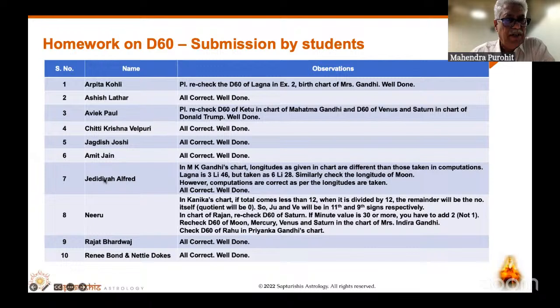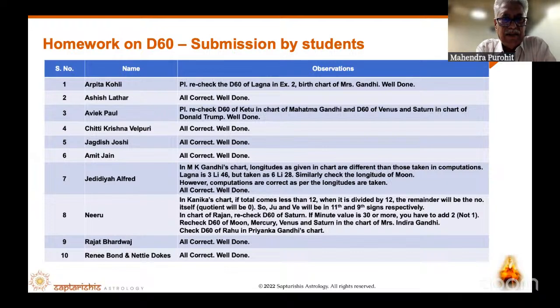In JDD had Alfred's chart there is some problem. His chart longitudes are different, and whatever he has taken in his computations are different. Otherwise, the computation part is okay. And Neeru, in some Kanika chart the total comes less than 12. When you divide 11 by 12, the remainder will be 11. If you divide 9 by 12, the remainder will be 9. So you have left it blank over there. The remainder will be the number itself, so that you have to take.